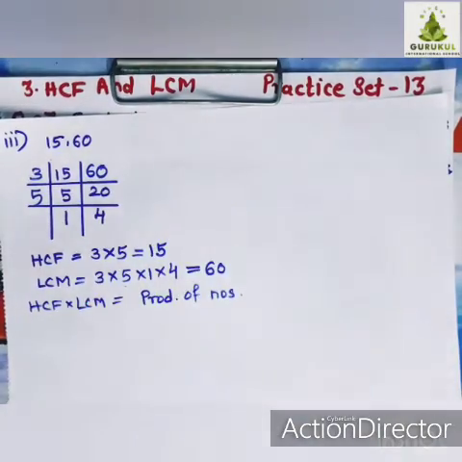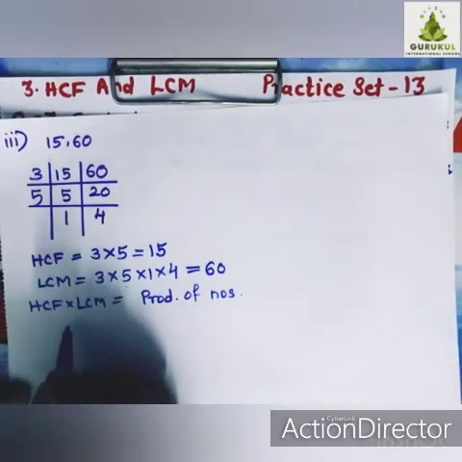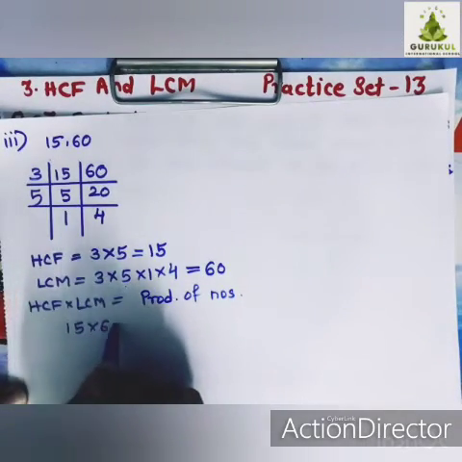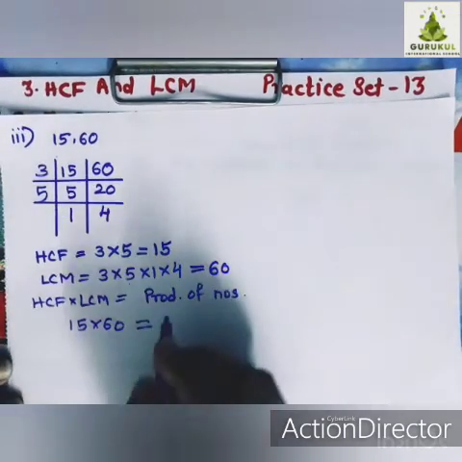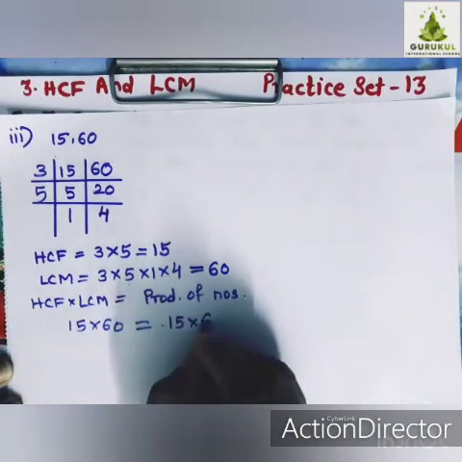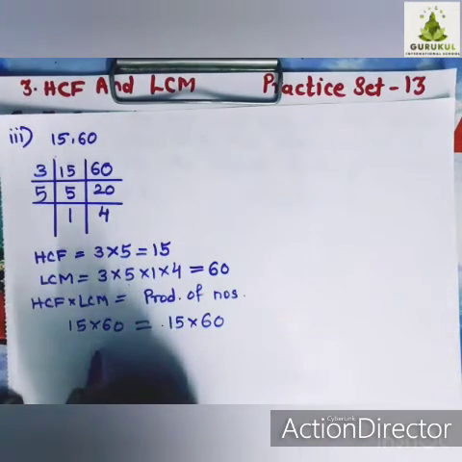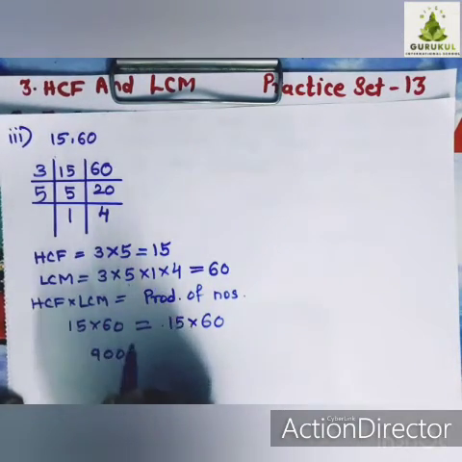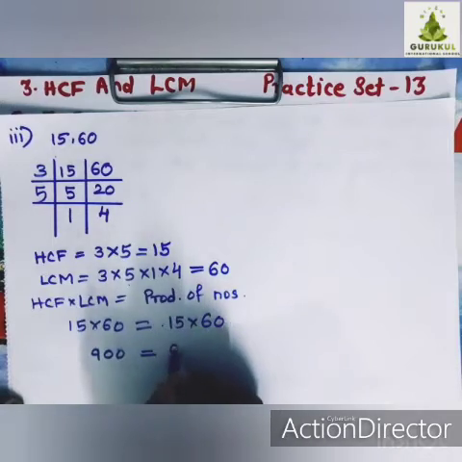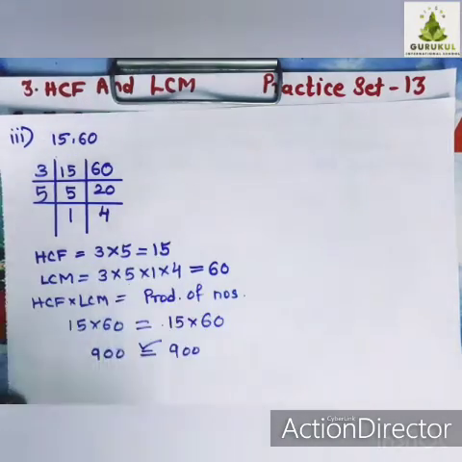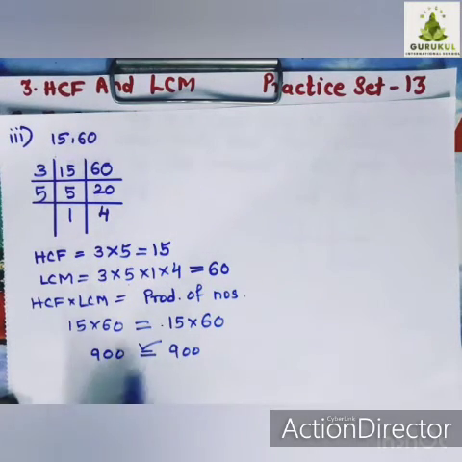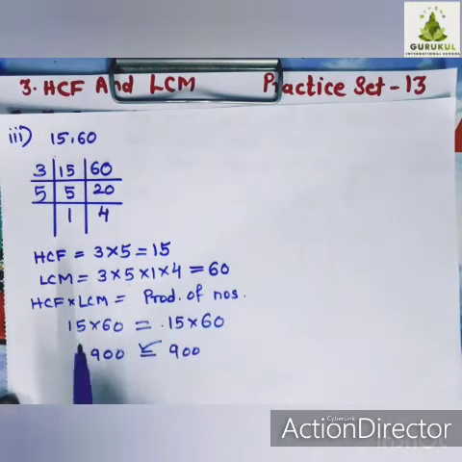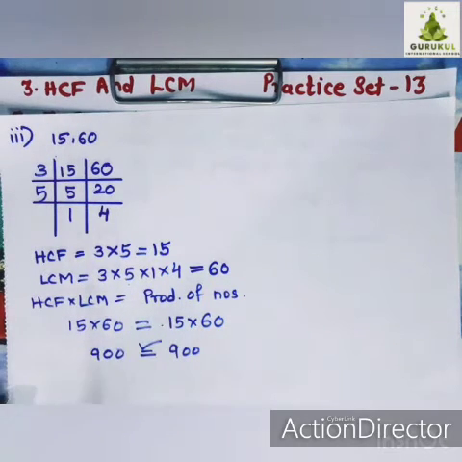Correct. So you will write HCF is how much? 15, LCM is 60, and the given numbers are also the same, that is 15 and 60. 15 into 60: 15 sixes are 90, so it will come 900, and this is also 900. So the given property is true. We have to verify, so we have verified that both the sides are the same. That means this property has been verified, or this property is correct.